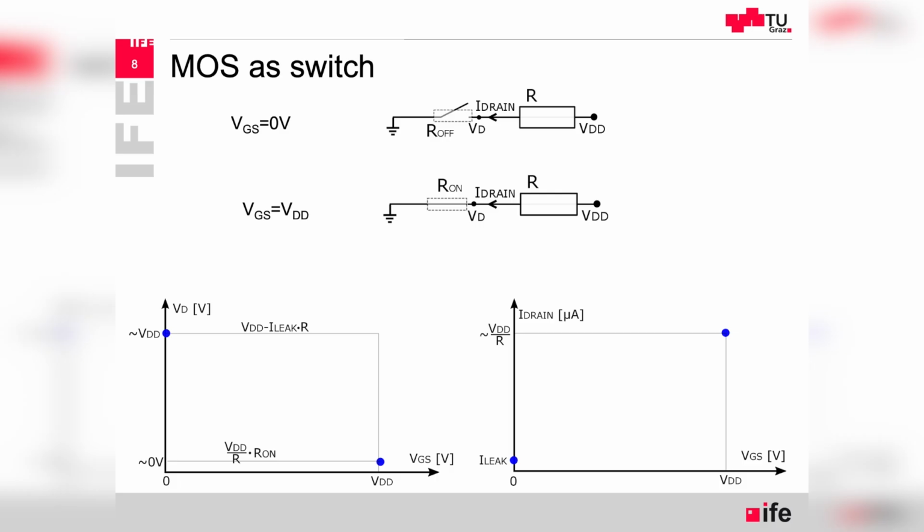So when VGS is 0, we would like the switch to be switched off. But we have a certain leakage current, and because of the leakage current, the drain voltage will be something close to VDD, but not exactly VDD, because of the voltage drop across our resistance that we switch current through or not. So the current is switched off, but we still have the leakage current, so there is some voltage drop.